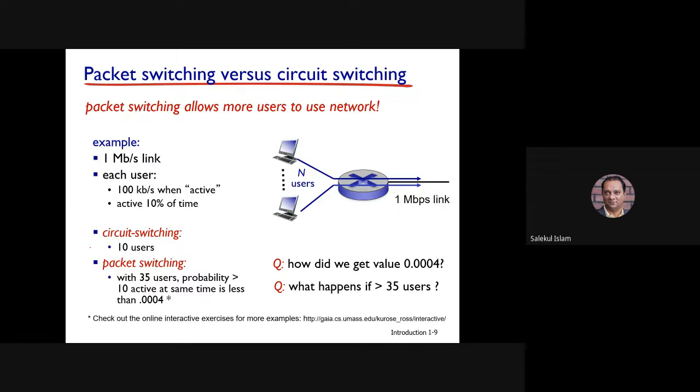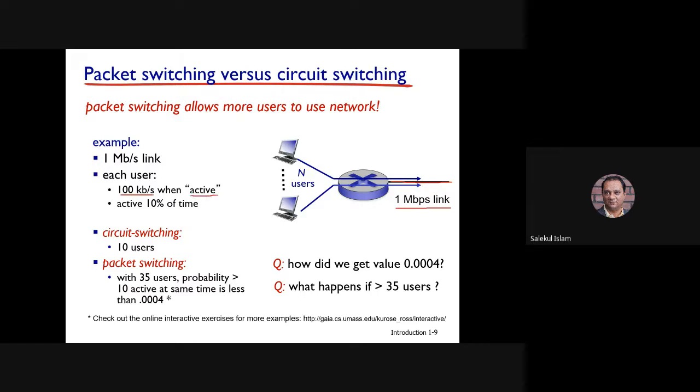So here they have given some simple math. Say, for example, consider that you have a link and the bandwidth of the link is 1 Mbps, so 1 megabit per second. Now you have multiple users who are sending data using this same link. So we have a 1 Mbps link, and each user generates 100 kilobits per second when they are active.